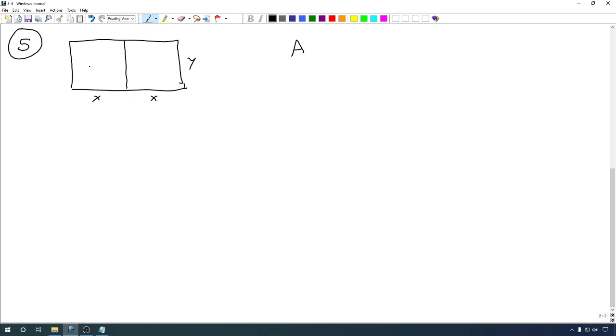Now, we have essentially 2 rectangles here, or really one big rectangle. The area of a rectangle, we just take our length times width. Our length here being 2x, not just x, 2x, and a width of y. So we multiply those together. Our formula for the area is 2xy.